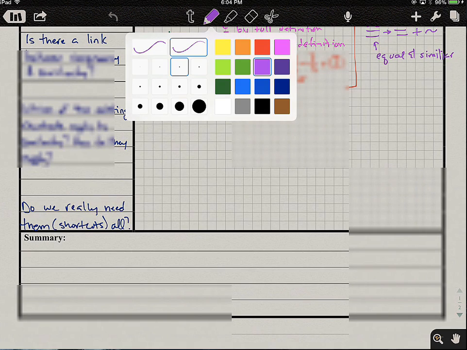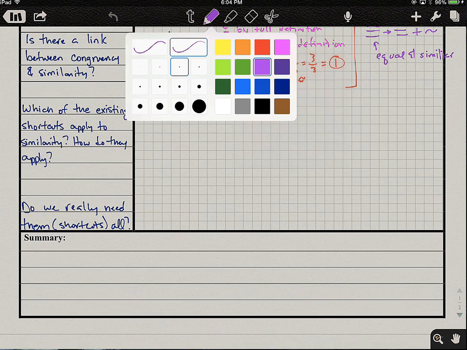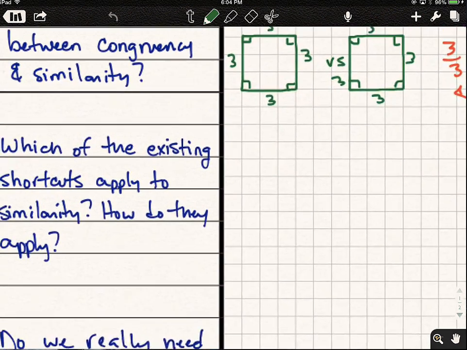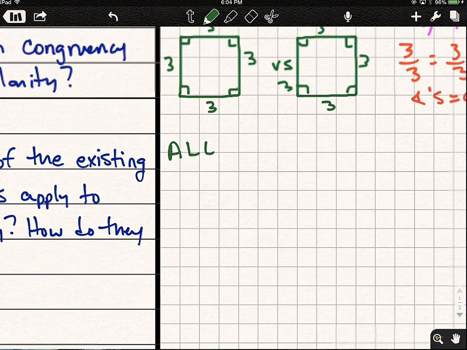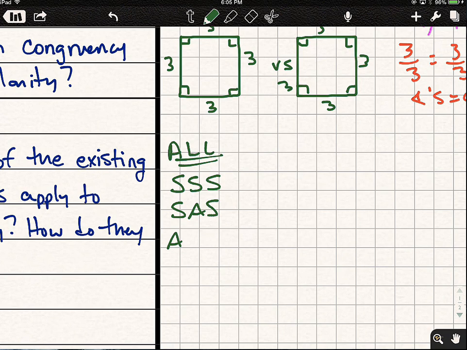So the answer to this question is ultimately all of them. So all of them work. So side, side, side, side, angle, side, angle, and also angle, angle, side. And the reason they work is ultimately because of the transitive property.